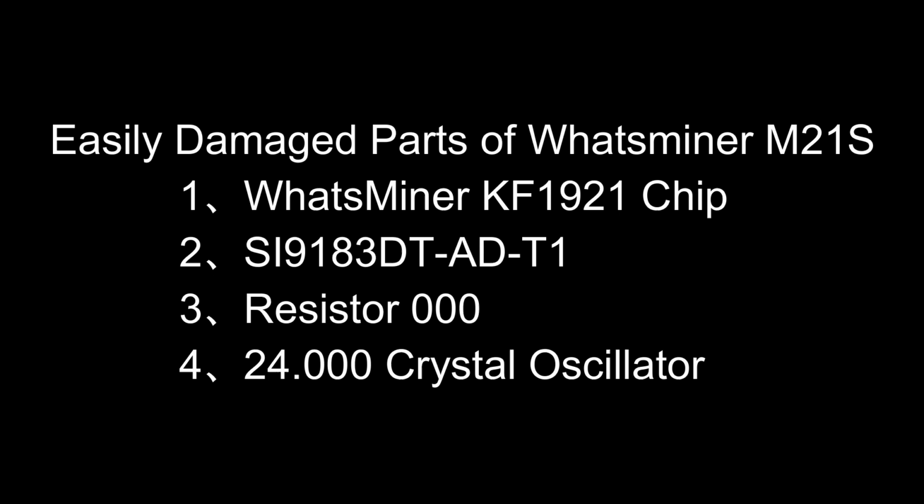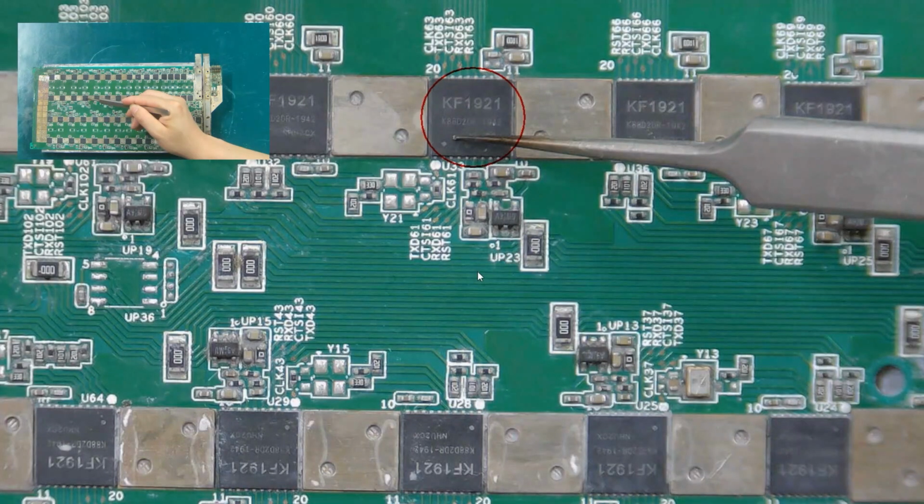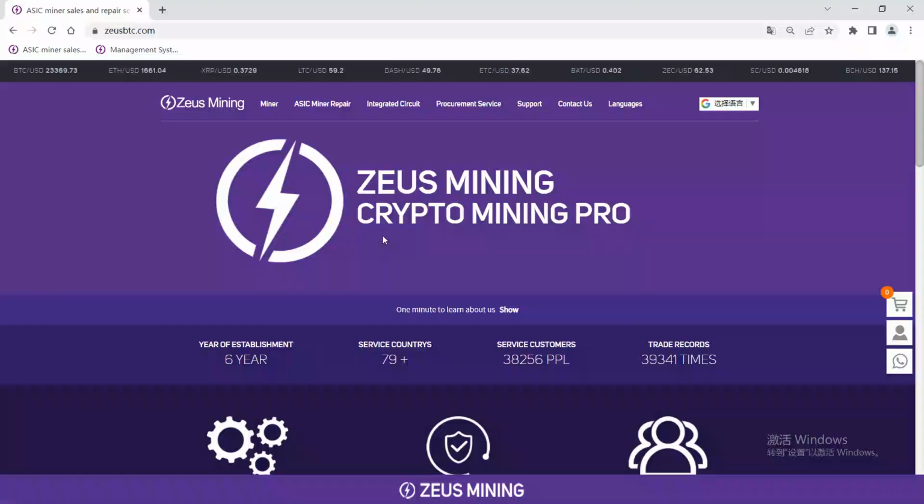Hello everyone. Today we will introduce some main easily damaged parts on the hashboard of Whatsminer M21S. We should be very familiar with the first chip. It is an ASIC chip, KF1921. When the chip is damaged, the hash rate of the hashboard will decrease, or even zero hash rate.